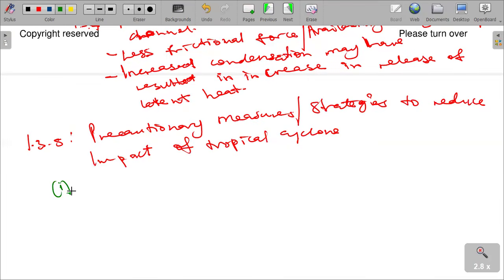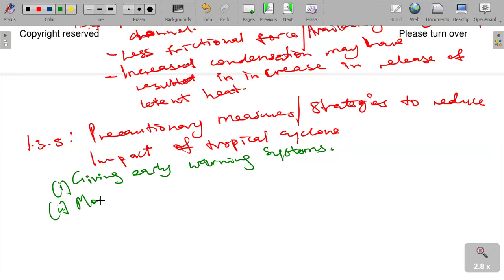One, we are saying giving early warning systems to put in place. Giving early warning systems can actually help in terms of making sure that people are aware of the tropical cyclones that are coming. We can also talk about moving people to higher ground.